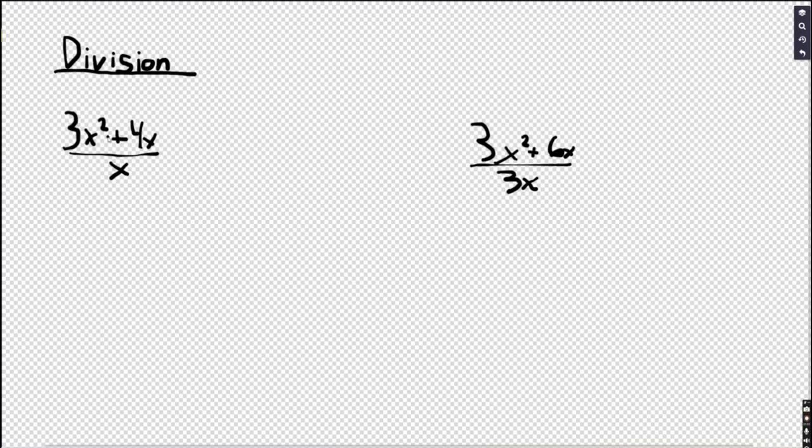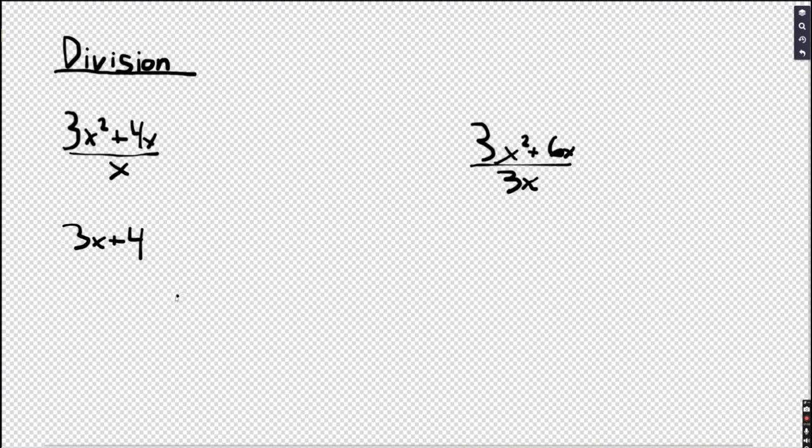But let's do this one over here. 3x squared plus 4x divided by x. So what you could do is look at each term and say, okay, well, what's 3x squared divided by x? And that's just 3x, right? You just take one x away, plus 4x divided by x is 4. When you're dividing just by x, this could work out pretty well.